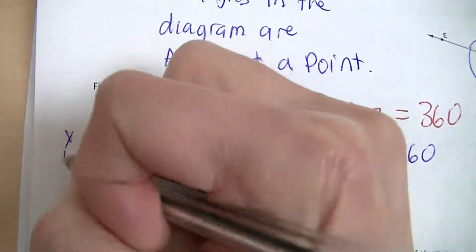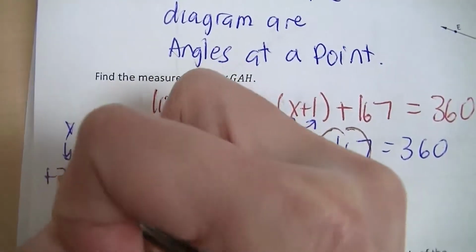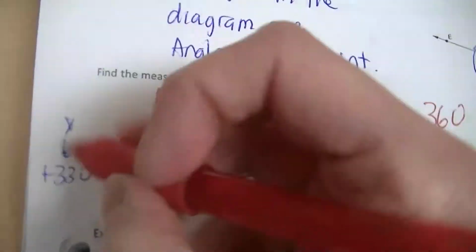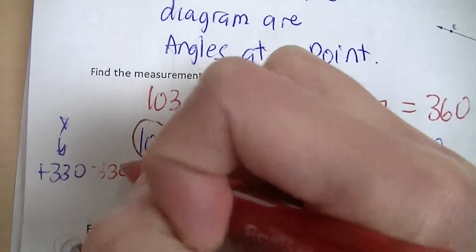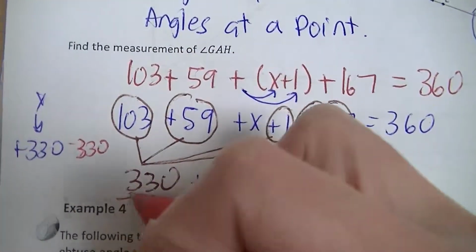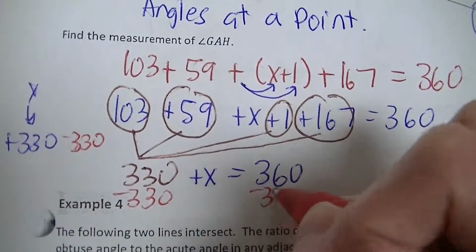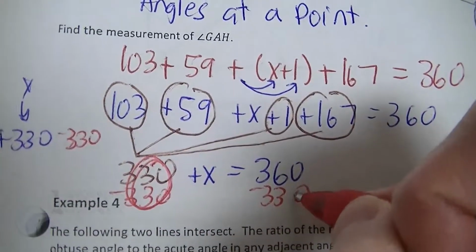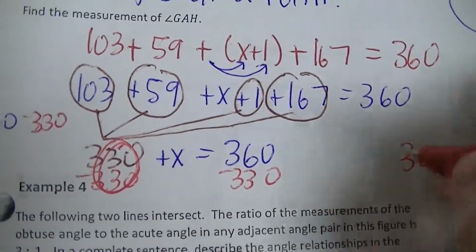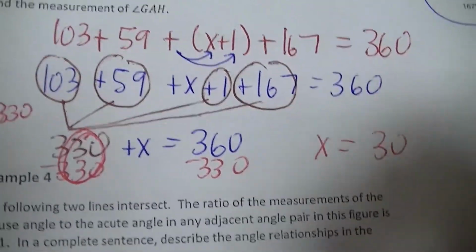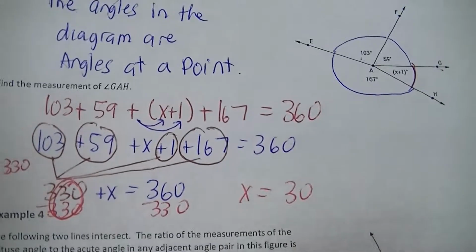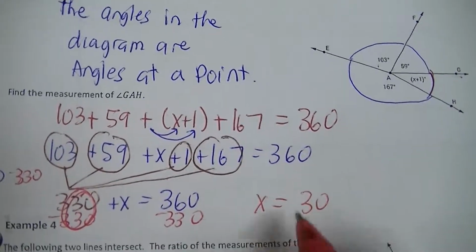So we had started with x, then we just added 330. So the inverse operation of adding 330 is just to subtract 330. Make sure you do it to both sides of that equal sign. So 330 take away 330 is 0. 360 minus 330 is 30. So bring down your x, bring your equal sign. x equals 30.